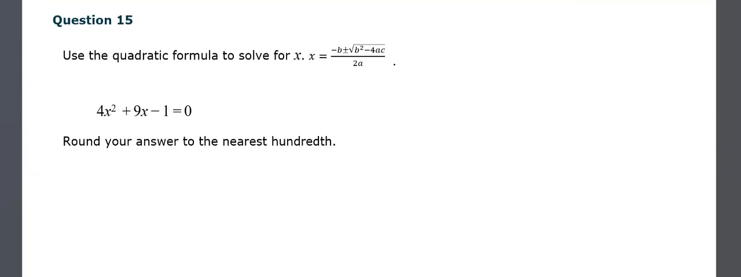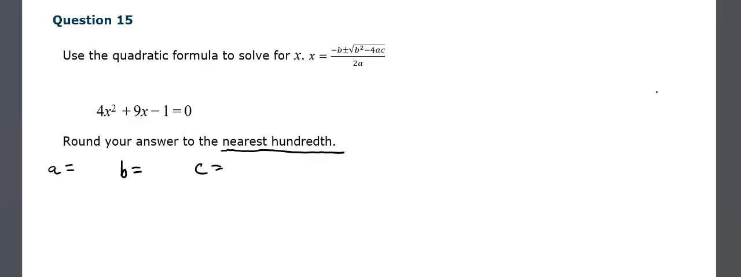Our next problem, it says use the quadratic formula to solve, but this one's different as far as how they want us to write our answer. It says round your answer to the nearest hundredth. So that means we're going to put this in our calculator. So we're going to set up the problem exactly the same as we did in the last example. We're going to find A, B, and C first.